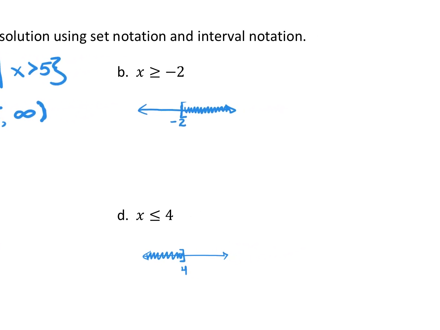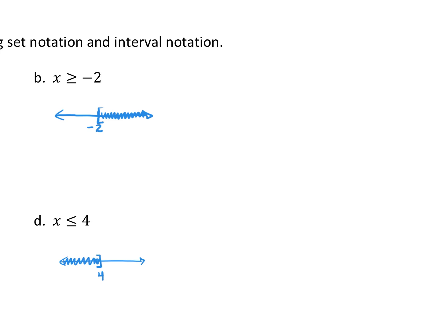All right, let's come to example B. Example B, we have x is greater than or equal to -2. So again, with our set notation, we are just going to go x. We're going to put our vertical bar. We have x is greater than or equal to -2. And we close our squiggly bracket.